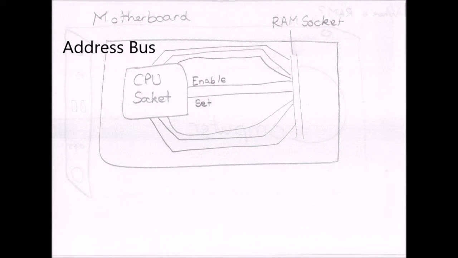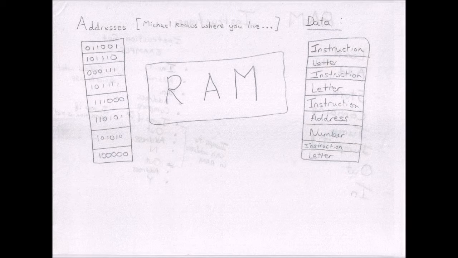When the CPU sends an address and a piece of data to the RAM, and then switches on the set wire, the RAM will override whatever data is at that address and save the new data that the CPU sent it onto the address. These pieces of data can contain many things, such as instructions, addresses, numbers, and letters. Come to think of it, actually, those are the only things they can be.